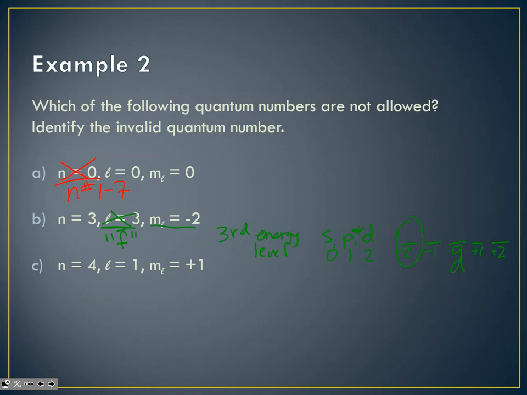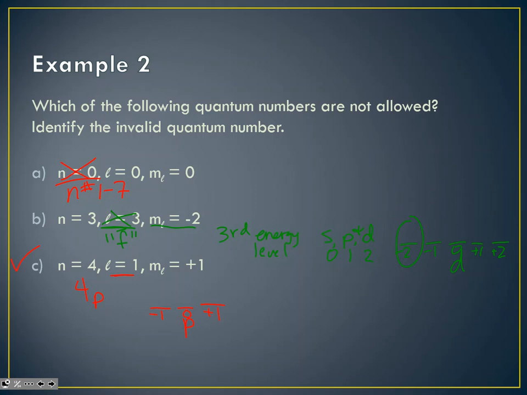All right, looking at C, are there any invalid quantum numbers? Energy level 4. What does the L tell me? It's a P, that's okay. And guess what? If we're doing a P, it's going to go from -1 to +1. So C checks out. Nothing wrong there. You can be in principal energy level 4, you can be in the P sub level, and you can also be in the -1 orbital. All right, now we're going to do one more set.